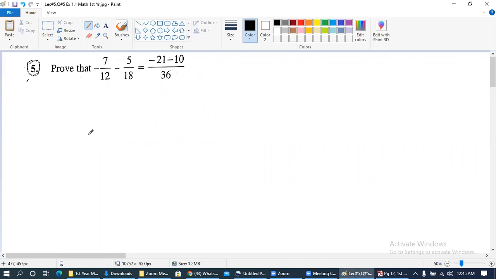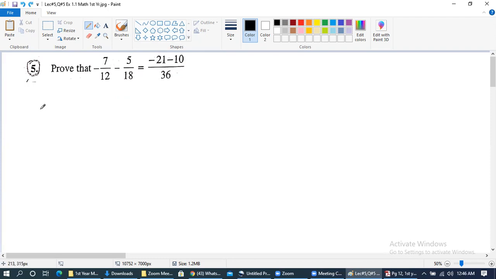Now we'll be proceeding toward the real numbers properties. Although I had told you about the properties of the real numbers in the previous lectures, we'll be considering and using those properties again, and we'll be trying to prove this relation: minus 7 by 12 minus 5 by 18 is equal to minus (21 minus 10) whole divided by 36. So we have to prove this rule or this statement. How can it be done?